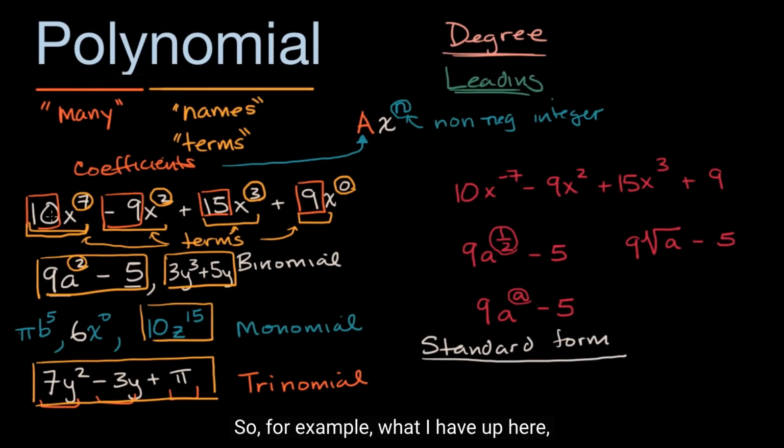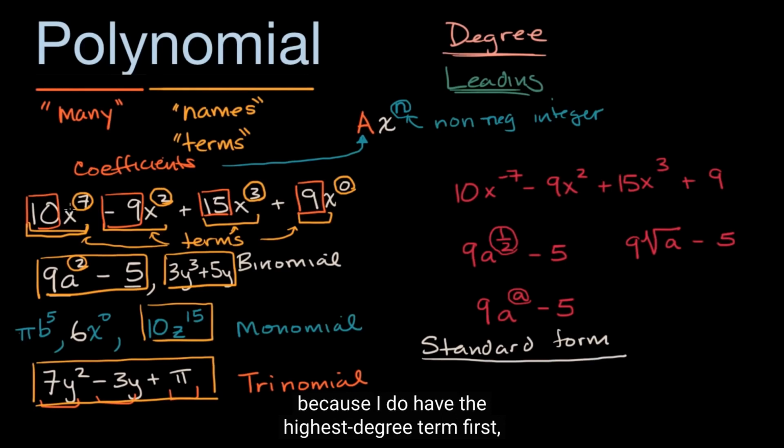So for example, what I have up here, this is not in standard form, because I do have the highest degree term first, but then I should go to the next highest, which is the x to the third. But here I wrote x squared next. So this is not standard.